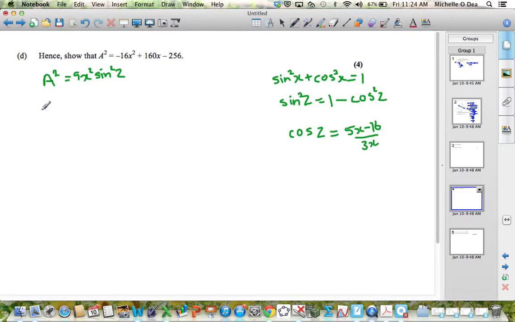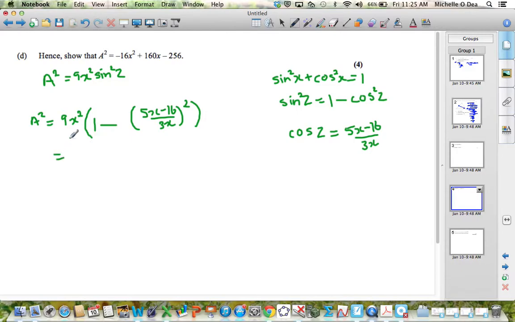So then, doing a lot of substituting, we have a squared equals 9x squared times, and we're going to replace the sine squared z with this first of all. So it's 1 minus, now I'm not going to write cos squared, I'm going to replace this with the 5x minus 16 over 3x. So I'll put another bracket, 5x minus 16 all over 3x, squared. Okay, all I did there, replace that with that, and squared it, of course.